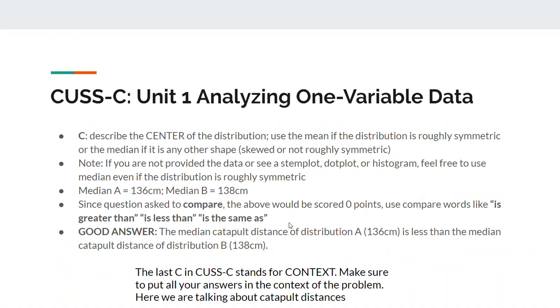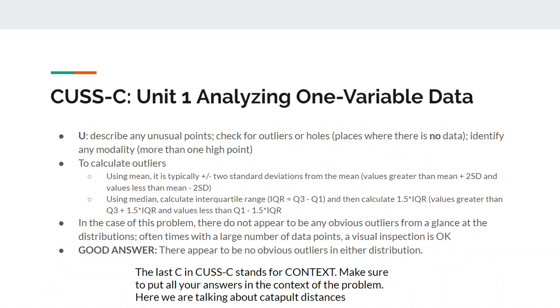Now be careful. Just saying the median of A is 136 and the median of B is 138 will earn you no points. What you need to do is put compare phrases in there. You need to use phrases like is greater than, is less than, or is the same as. So in this case, we would want to say the median catapult distance of distribution A is less than the median catapult distance of distribution B. And notice, I compared and I did context. Very, very important that you do that.